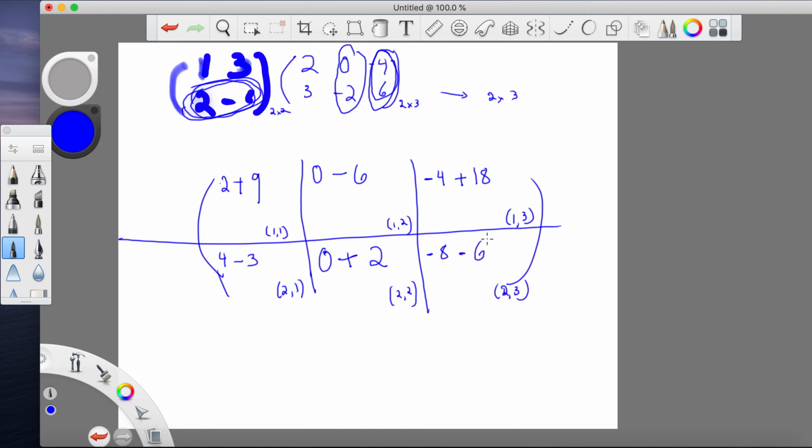Okay, so now that we've done one example on matrix multiplication, let's go ahead and do one more example.